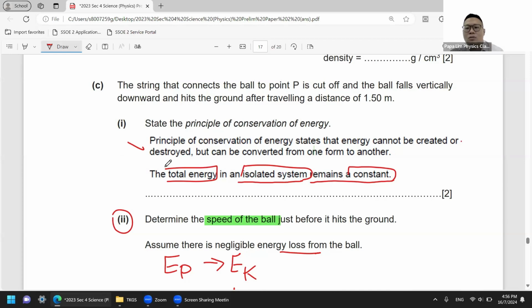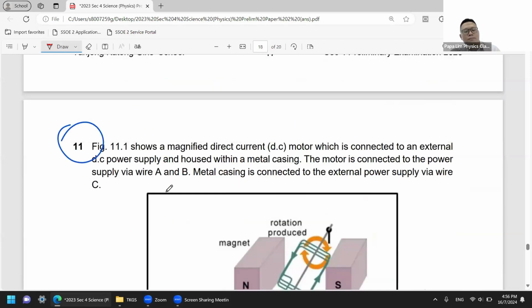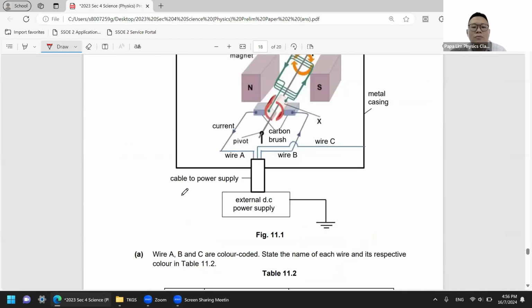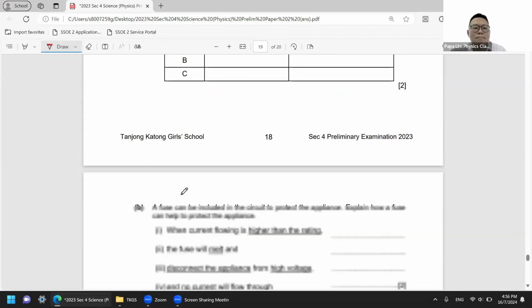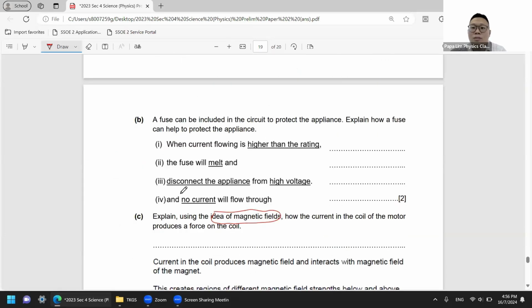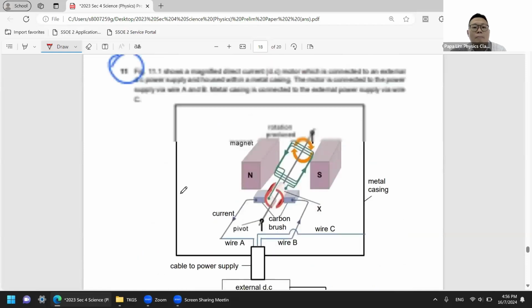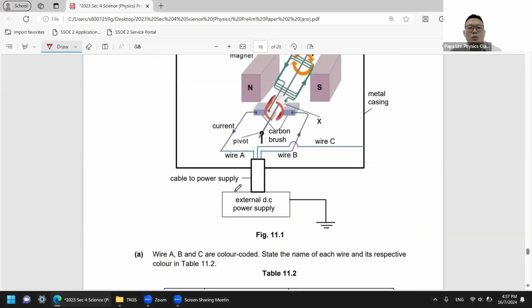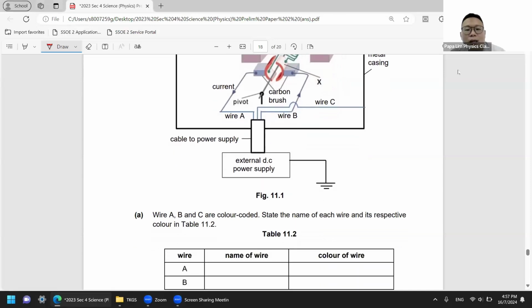Just to take note, Question 11 is on the DC motor. I would say it's a classic question for DC motor, but what's of interest to us is actually part C. We will do it step by step. Part A is a DC motor rotating, and for a DC motor to rotate, we know that there has to be an external power source. The external power source is given by the picture at the bottom, and it's actually governed by 3 color code wires.